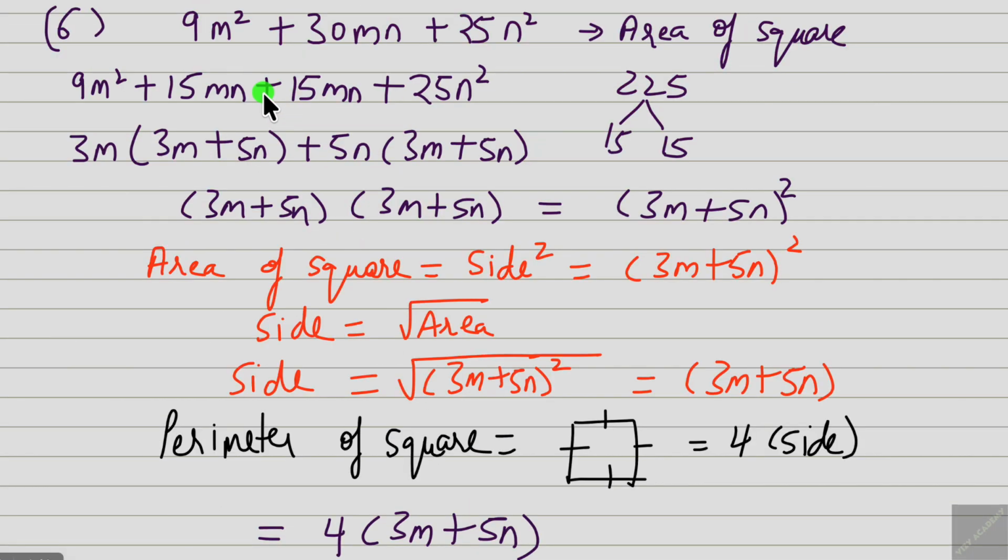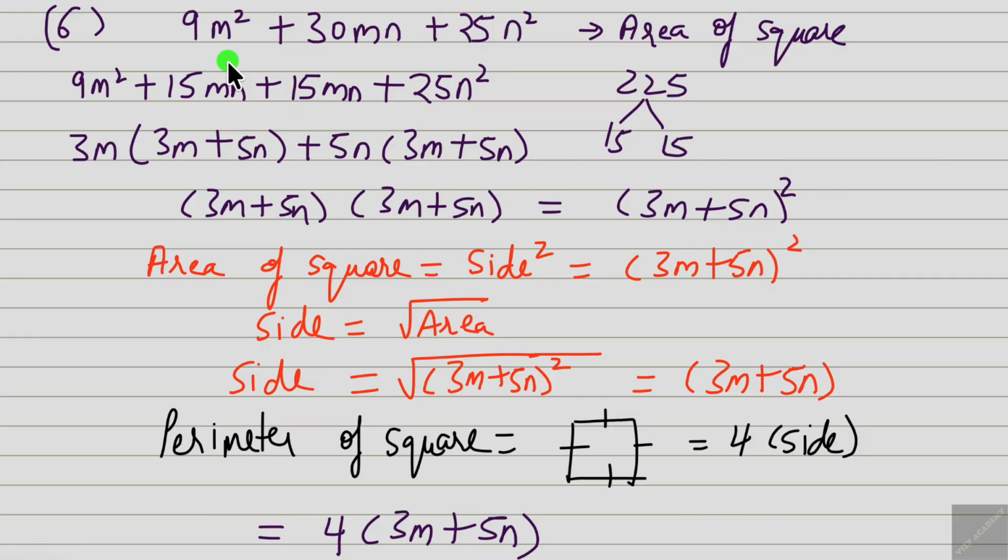Let us work on a complicated problem. Here the area of the square is given in the form of 9m square plus 30mn plus 25n square, and we have to find the side of the square and then the perimeter. So 25 times 9 is 225, perfect square. So 15 times 15. So 15 plus 15 is 30, 15 times 15 is 225.